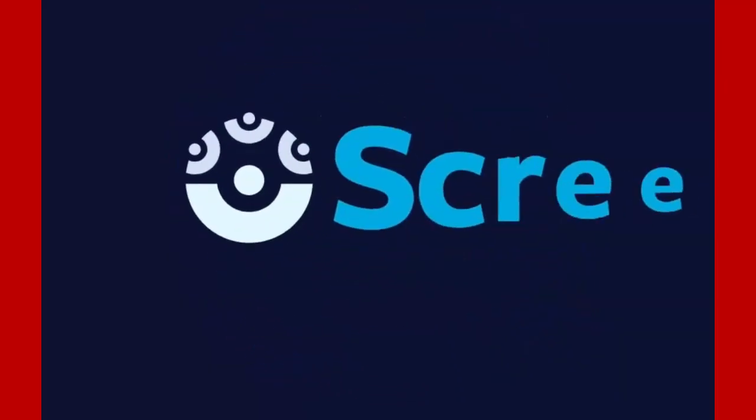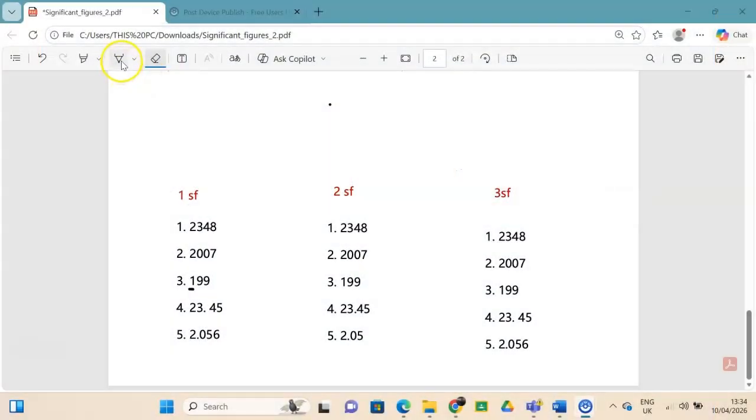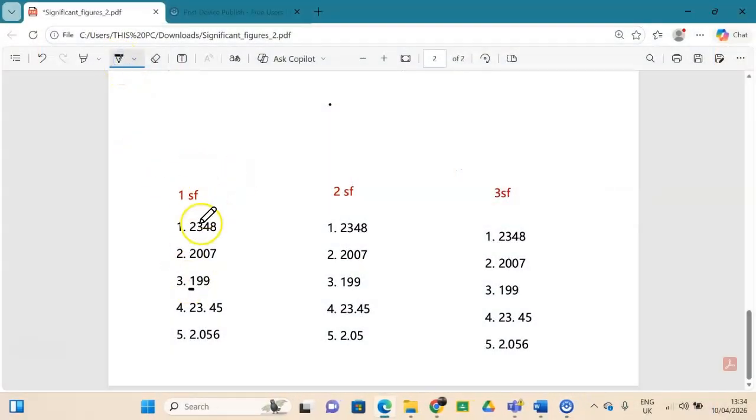Now let's look at this. So we're going to solve these three sets of significant figures. The first one is 1 SF, 2 SF, and 3 significant figures here. So we have questions 1, 2, 3, 4, 5. I'm going to do question 1, then I will do question 3, then I will do question 5. You do 2 and 4 and write in the comment section.